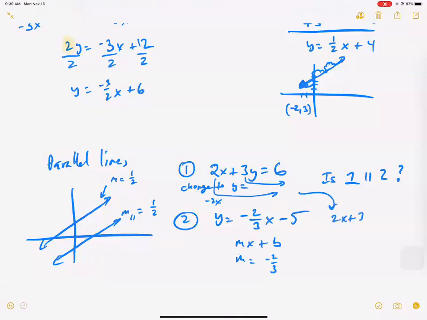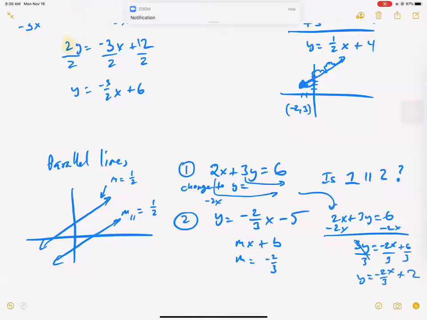2x plus 3y equals 6. I'm going to subtract 2x from both sides, as we mentioned before, because we want to solve for y. 3y equals negative 2x plus 6. And we're going to divide both sides by 3. The way I teach the method is to divide everyone by 3. y is equal to negative 2x over 3 plus 2.